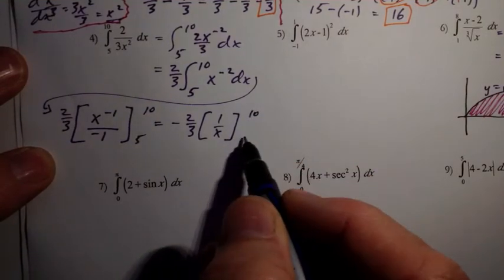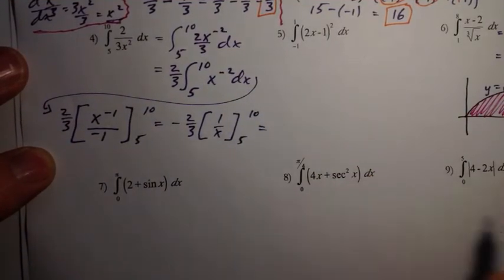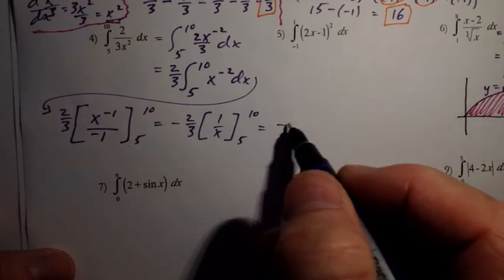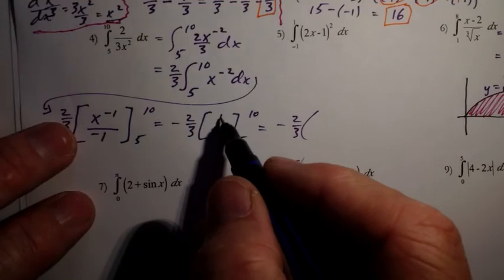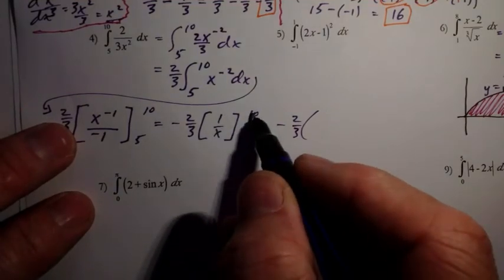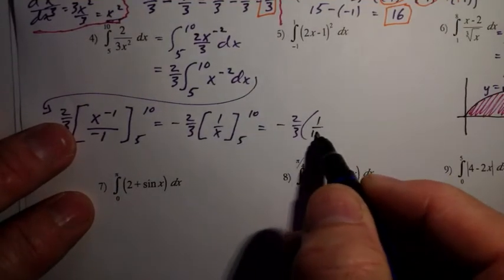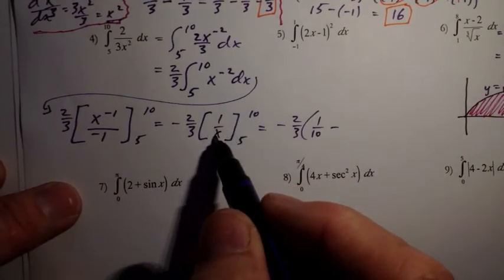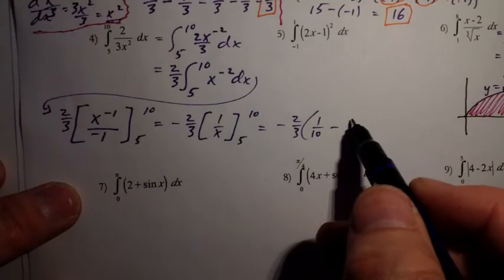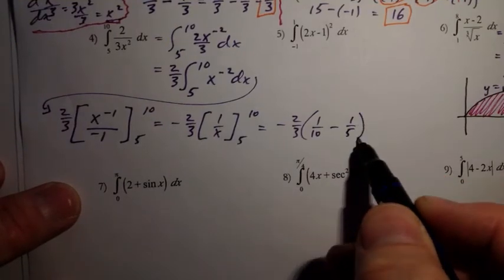That's a lot simpler. So we have negative 2/3 multiplied now by the quantity 1 over 10, the antiderivative evaluated at the upper limit, 1 over 10, minus the antiderivative 1 over x evaluated at the lower limit, which is 5.